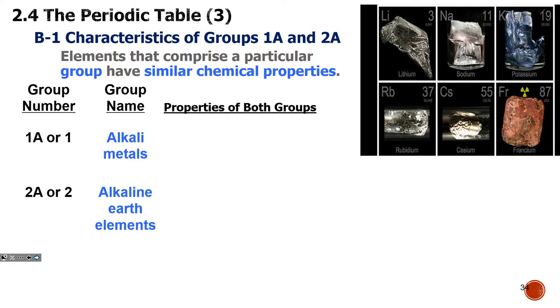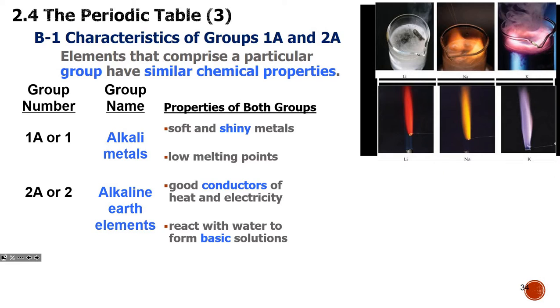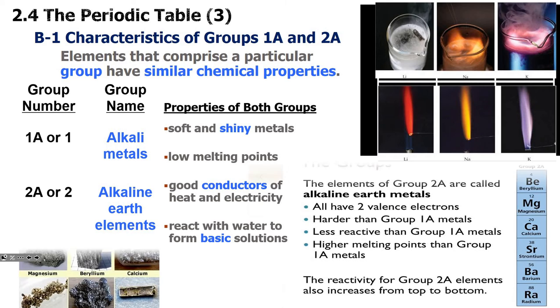So properties of both groups that they have, they're both soft and shiny. They have low melting points. They're good conductors of heat and electricity, and they react with water to form basic solutions. This is the alkali metals. What we were seeing were the alkaline or alkali earth metals. Both of them are not really found alone, especially alkali metals are not found alone in the world. We have to usually separate them out.